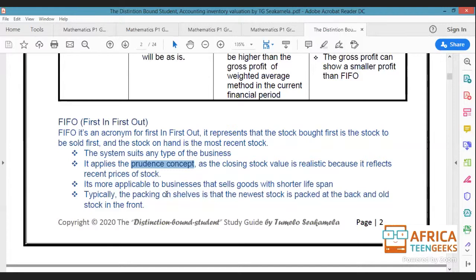Typically, on shelves the newest stock is packed at the back and the old in the front. That's what I explained earlier on when I started with the lesson, when I explained with the milk, with the yogurts, with your polony, you name them, guys. You know all the food. I don't know what you eat and what you do not eat.